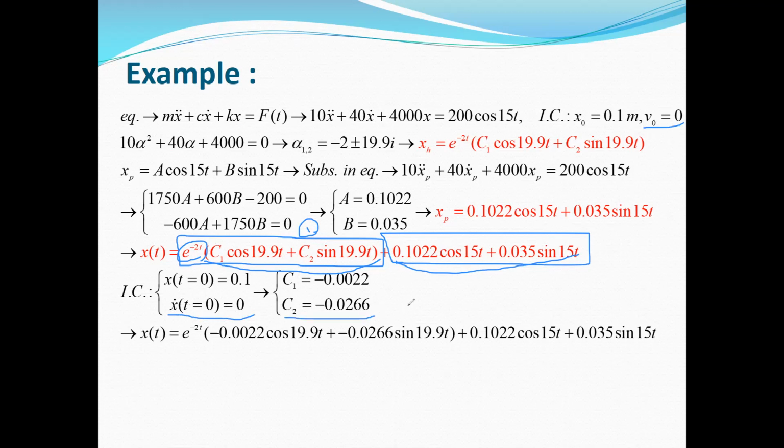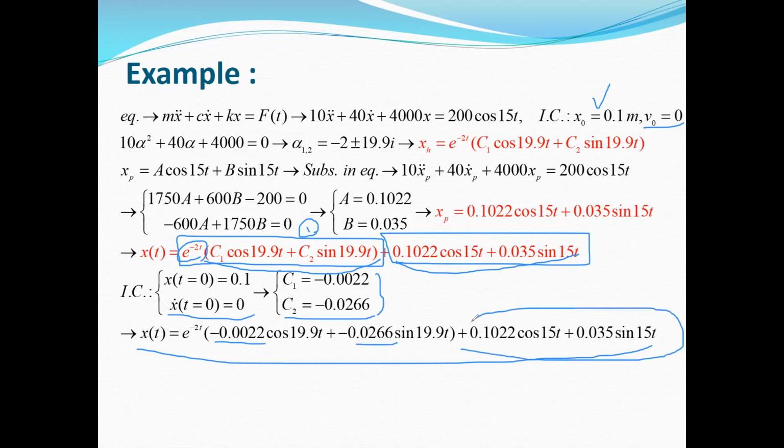So we can use these two equations to obtain C1 and C2. From the first initial condition, x naught, we find C1, and from the second one, we find C2. Finally, you can substitute, and this is the general form for x(t), which is exponential minus 2t times C1 and C2 terms, plus the particular response. This is the particular response. Again, I should mention that you can use the formula I explained in the previous slide to find the total response. Okay, any question from this example? Is it clear?